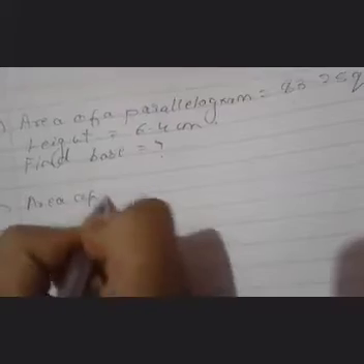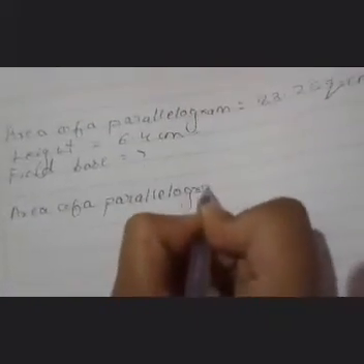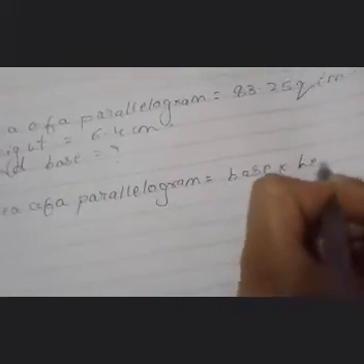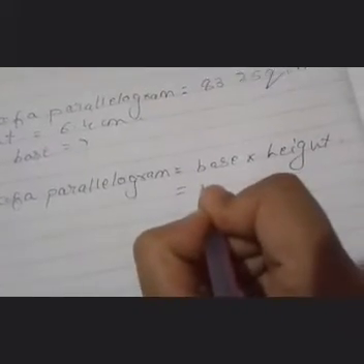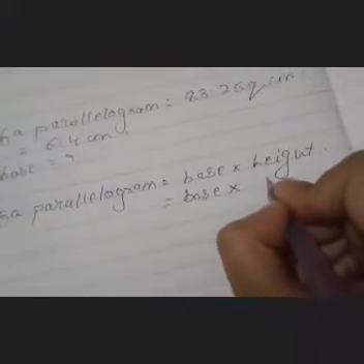Simply again you have to write the area of a parallelogram. What is the area of a parallelogram? It's base into height. So what is the base? Are they giving us the base? No, so we will write base only. Height, what are they giving us? They are giving us height as 6.4 centimeter. We will write height as 6.4.